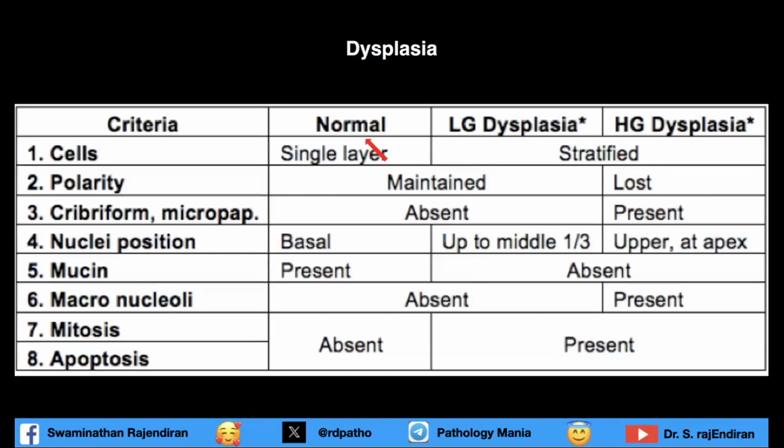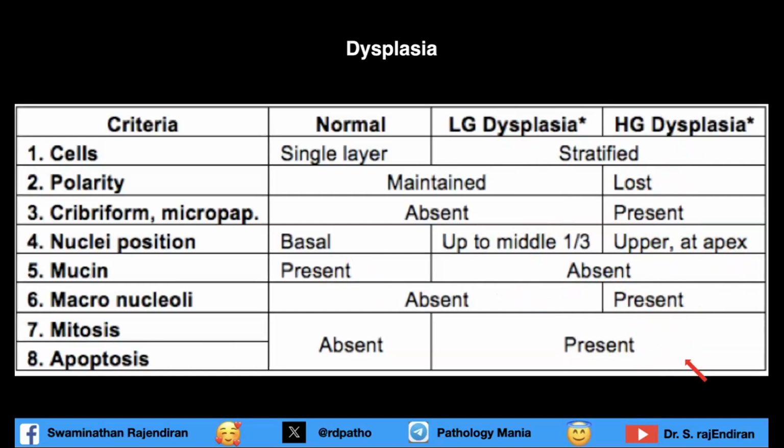Again, dysplasia, what I mentioned is again mentioned in this table. So normal: single layer, nuclei basal, mucin present, no mitosis, no apoptosis. Low-grade dysplasia: stratified, polarity is maintained, no cribriforming, micropapillae or comedonecrosis, nuclei in the middle one-third. Mucin can be absent, or in low grade, mucin can be present. High grade: macronucleoli, polarity is lost, cribriforming, nucleus reaching the upper third and seen at the apex of the cells, and macronucleoli, mitosis and apoptosis.